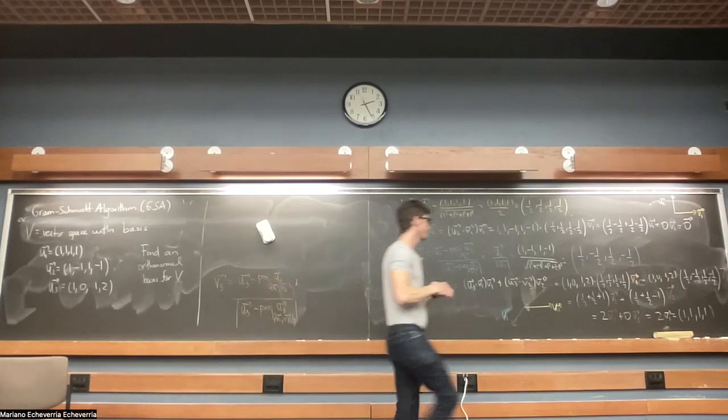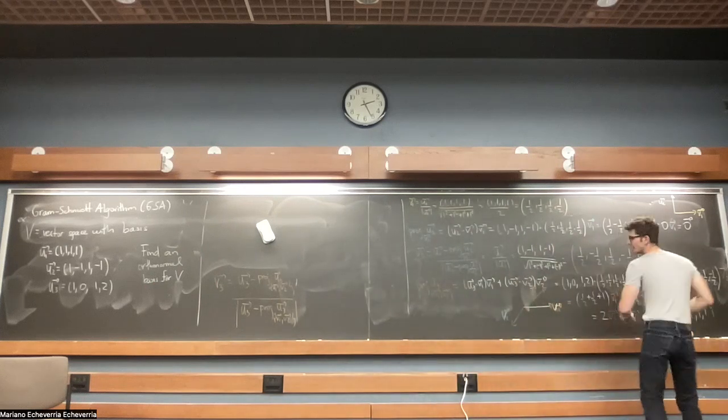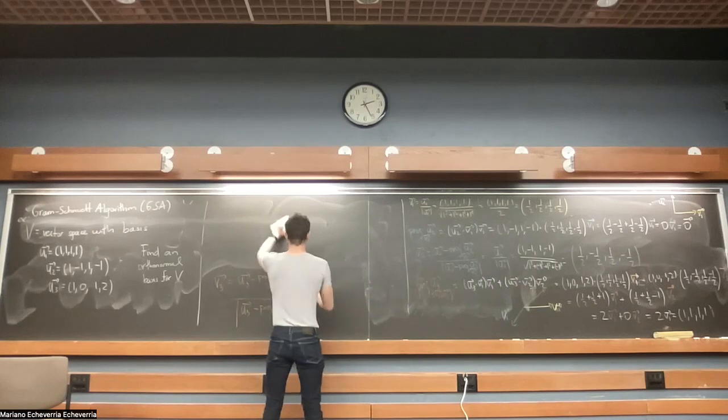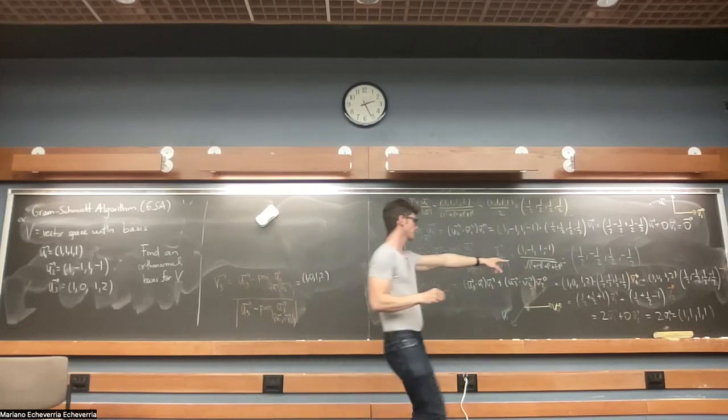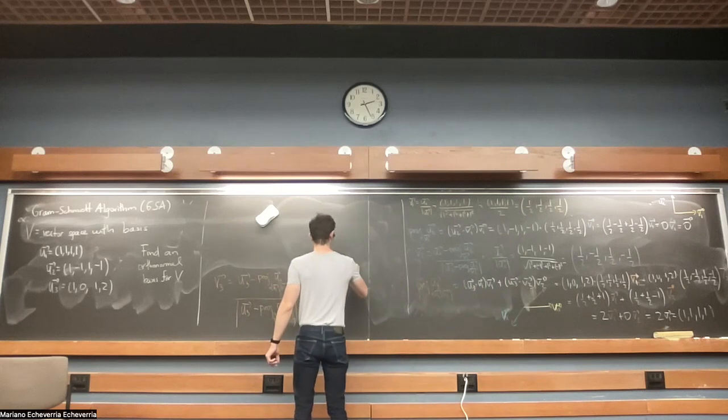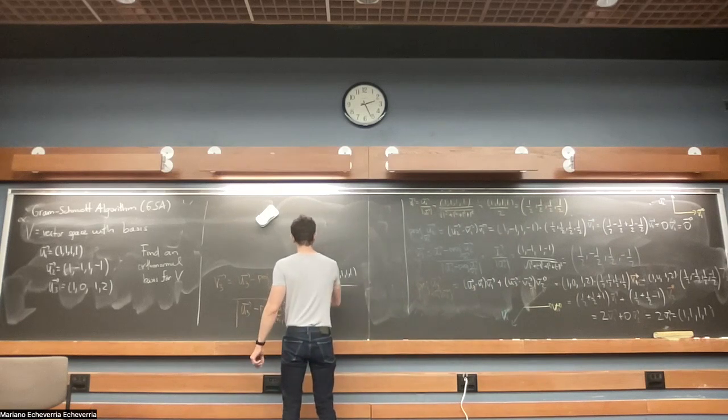So what is our vector B3? Well, I can plug it in here. B3 is U3. U3 is 1, 0, 1, 2, minus this projection. The projection was 1, 1, 1, 1. Divided by the length of this vector.